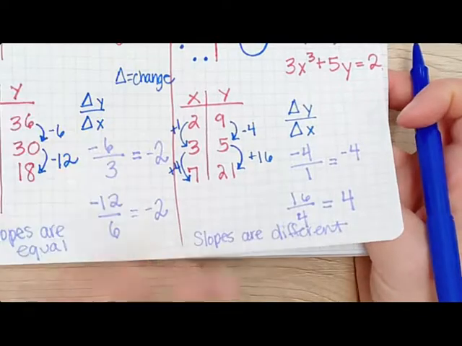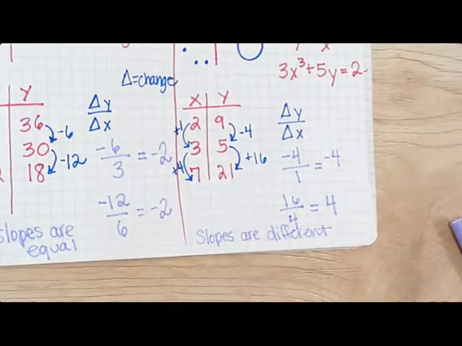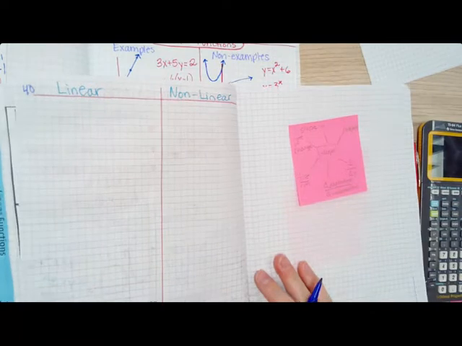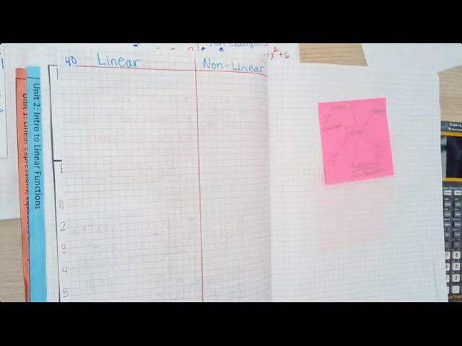Okay, so I'm going to hand out a paper, and y'all are going to sort linear versus nonlinear. So you're going to draw this on page 40. And you're going to sort linear versus nonlinear.